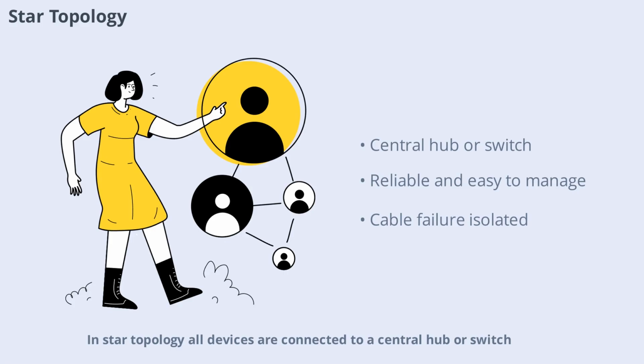In star topology, all devices are connected to a central hub or switch. This setup is highly reliable because if one cable fails, only the connected device is affected, not the entire network. Star topology is widely used in modern networks due to its reliability and ease of troubleshooting.